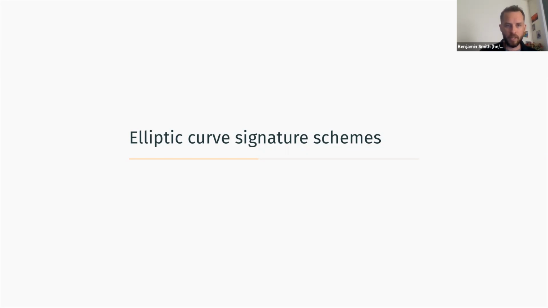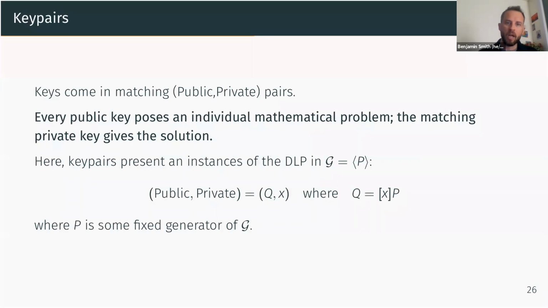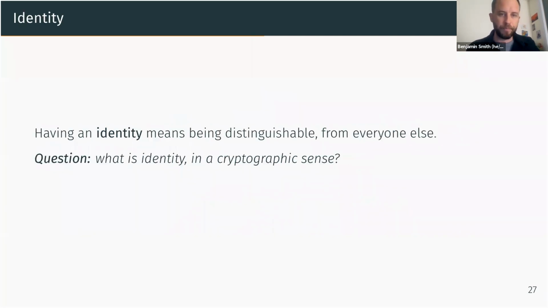All right, so signatures. Again, your keys come in matching public-private pairs. They're discrete log-based keys. So Q is X times P, where Q is the public key, X is the private key, and P is a fixed generator of the group, the base point. So here, for the next while, you can think of this as being not necessarily in an elliptic curve, but just in a generic group.